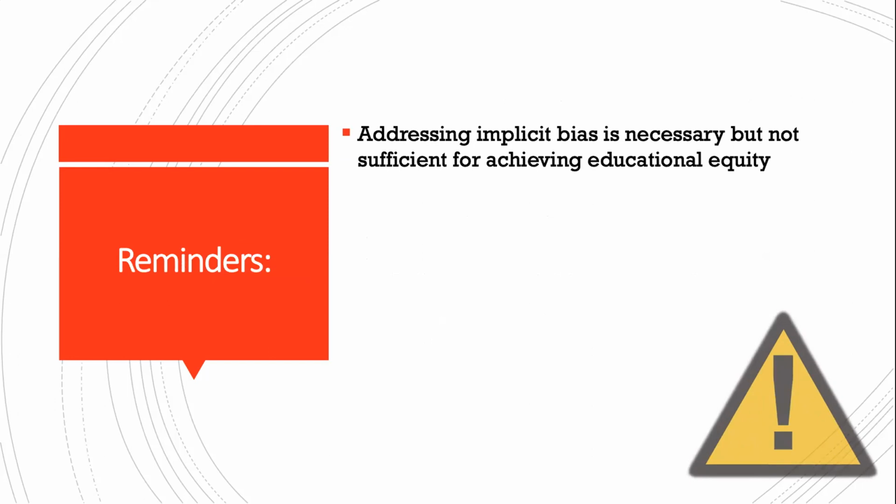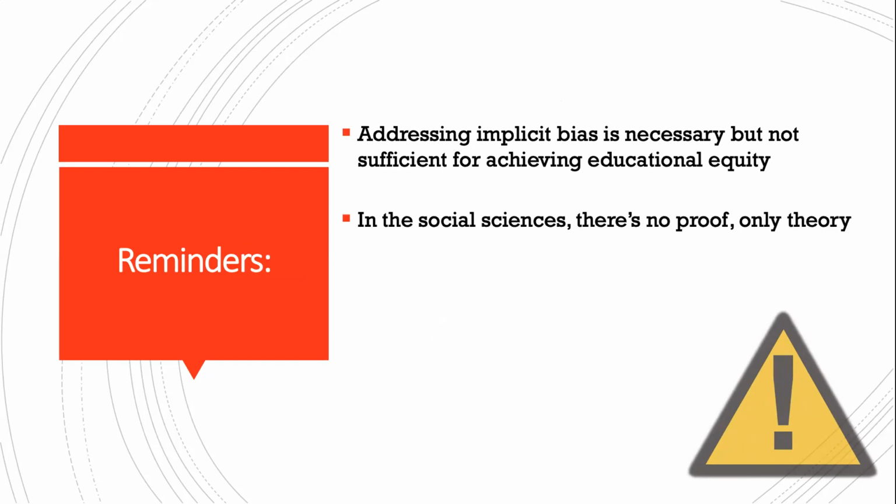Before I move into connecting this to healthcare a bit more, I just want to emphasize a couple of things. The first one is that addressing implicit bias is necessary but not sufficient for achieving educational equity or healthcare equity. Dave spoke about this in his presentation earlier. There's obviously much more work that needs to happen. We need to address systems and structures and institutional racism, opportunity gaps, et cetera. But this is a piece of the puzzle that needs to be addressed as well.